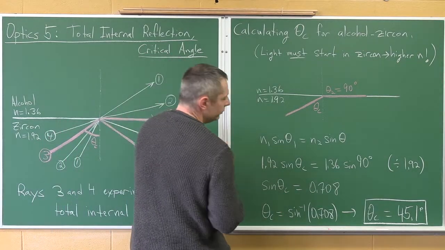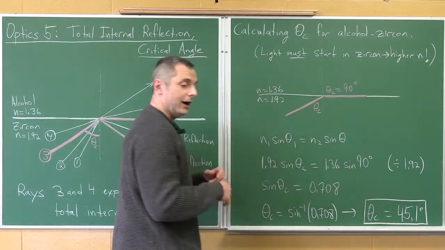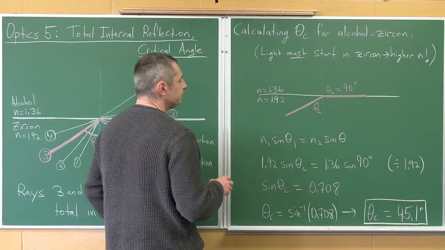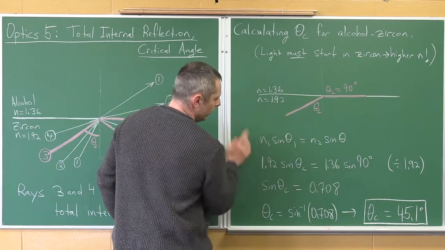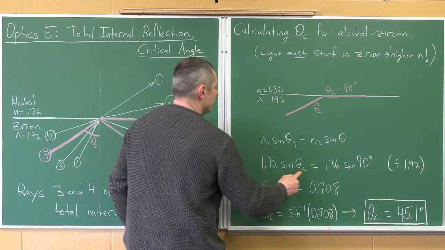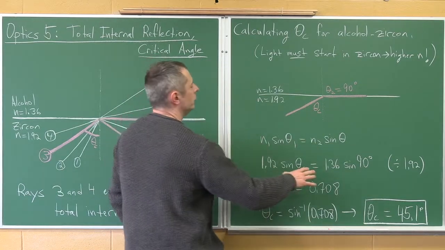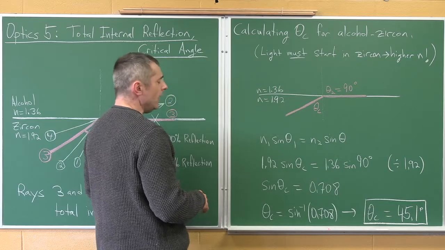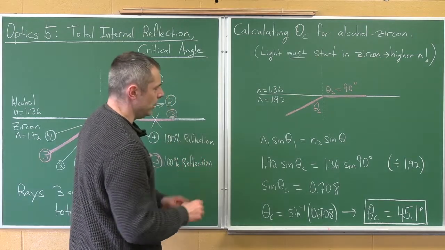But we begin with Snell's law. This is again on the reference table. I don't need to go to the screen to show you that because we saw that in the last video. I plug in, again, material 1 is the zircon, the higher index, with the unknown critical angle. And on this side, 1.36 and 90 degrees. And there's all my data plugged into the equation.